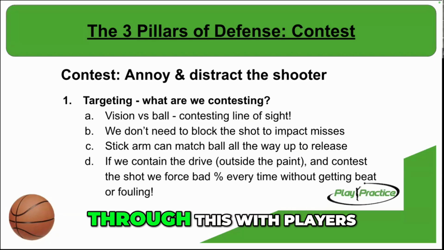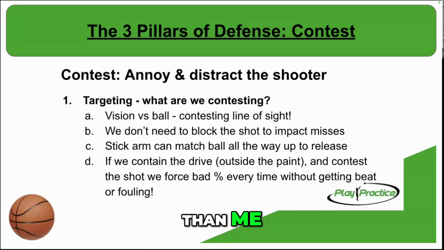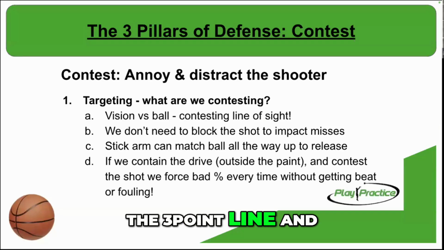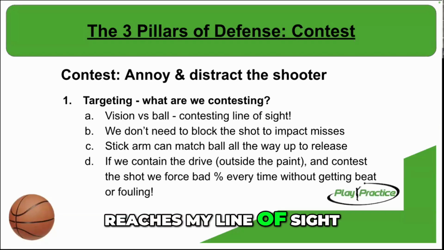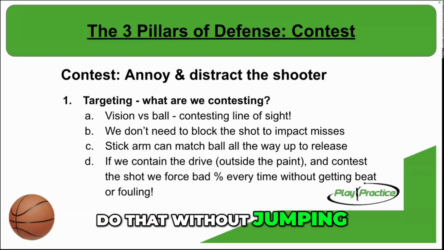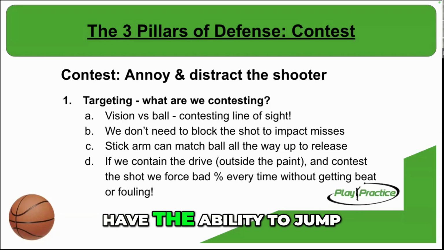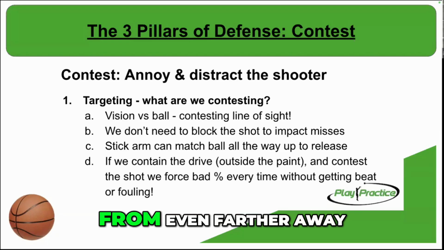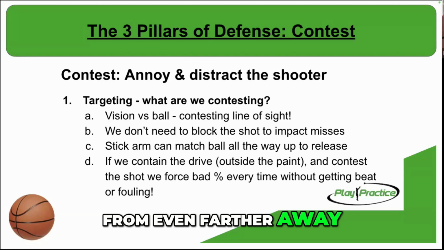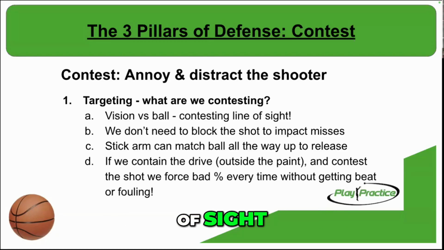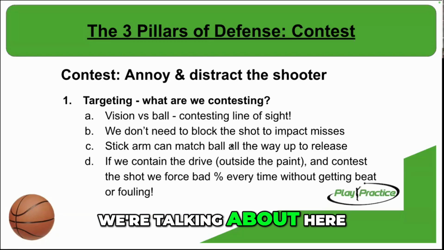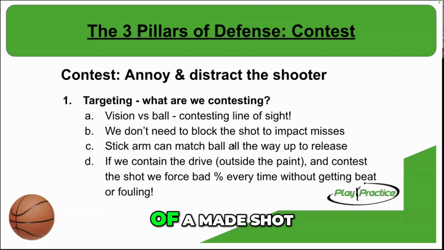And so I'll walk through this with players that are way shorter than me. Like I stand still at the 3-point line and they come out until I say their hand reaches my line of sight. And usually they can do that without jumping. And then when they have the ability to jump, it means from even farther away, they could jump and still reach the line of sight. And so, really, what we're talking about here is just the probability of a made shot.